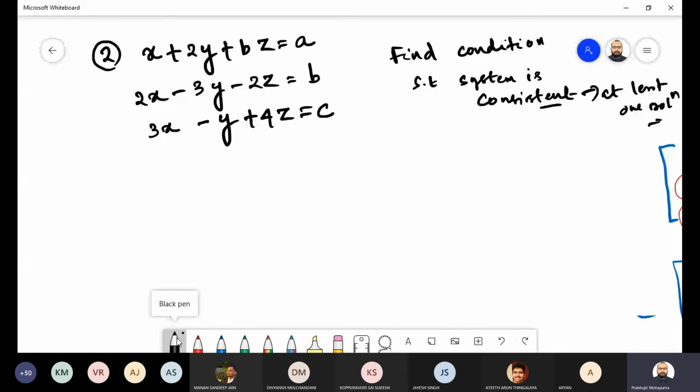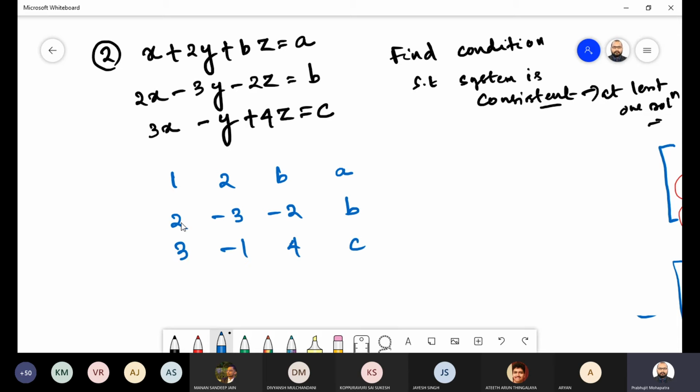Okay, at least it means the solution can be unique or it can be infinite. Now what we need to do is write it in terms of a matrix. So it is 1 2 b a, 2 minus 3 minus 2 b, and 3 minus 1 4 c.